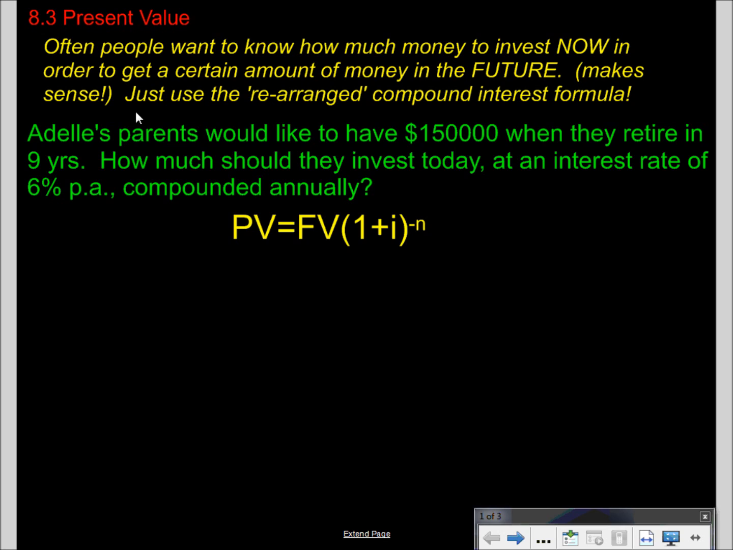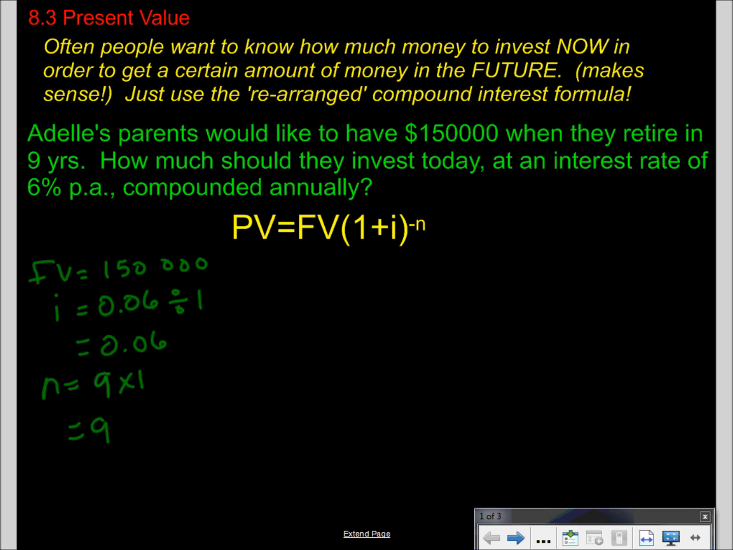So basically it's the same thing. Our future value in this case is $150,000. Our interest rate is 0.06, divided by, and compounded annually, so it's divided by 1. So it's just going to end up being 0.06. And n is 9 years times 1, because it's compounded once a year, so our answer is 9.